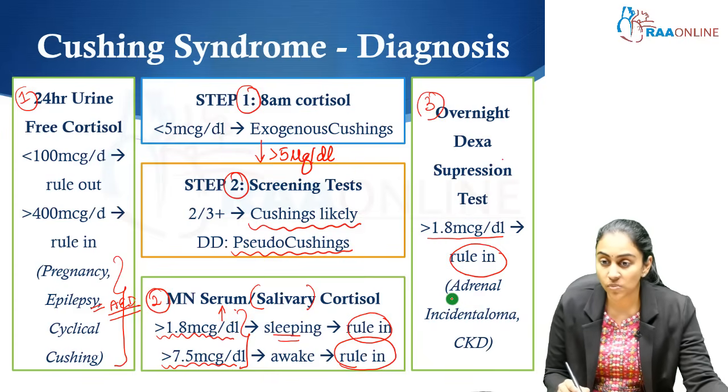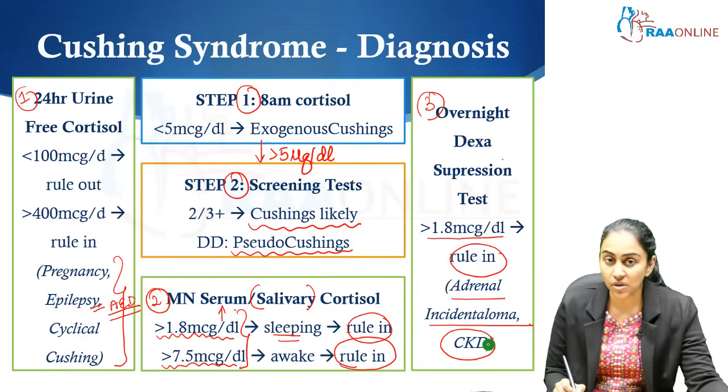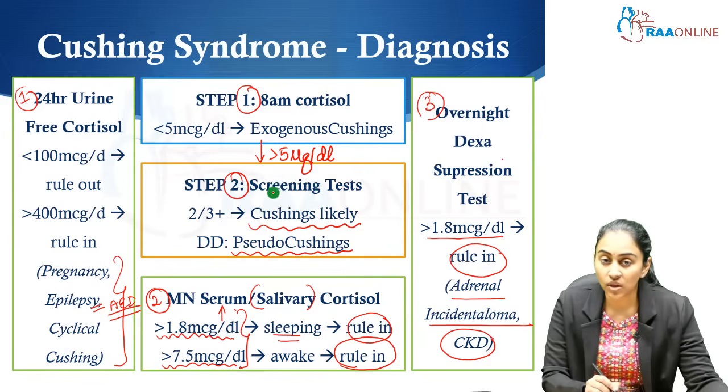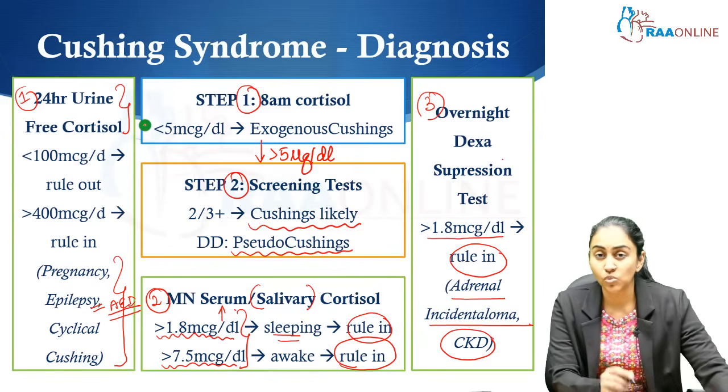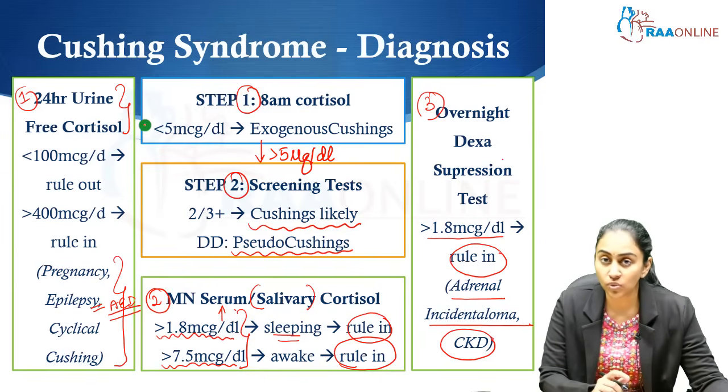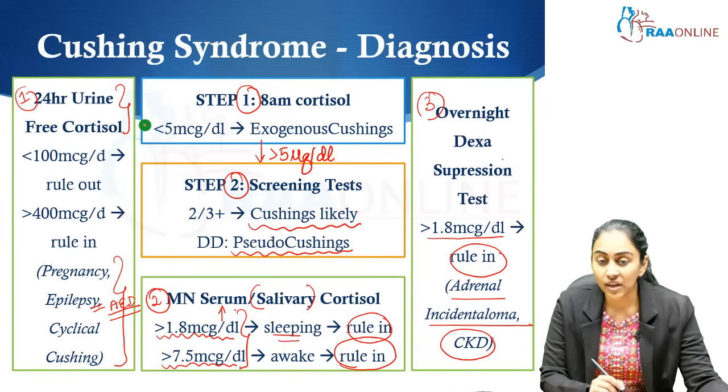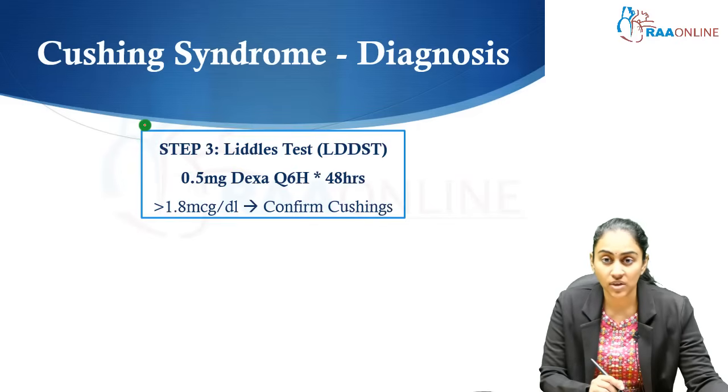This test is going to be very useful in patients with adrenal incidentaloma and in patients with chronic kidney disease, because that's one of the few conditions where 24-hour urine-free cortisol measurement may not be adequate, because one of the major prerequisites for 24-hour urine-free cortisol is normal renal functioning. So, these are the 3 screening tests. If any 2 out of 3 are positive, then we will have to move over to our third step, which is the confirmatory step.